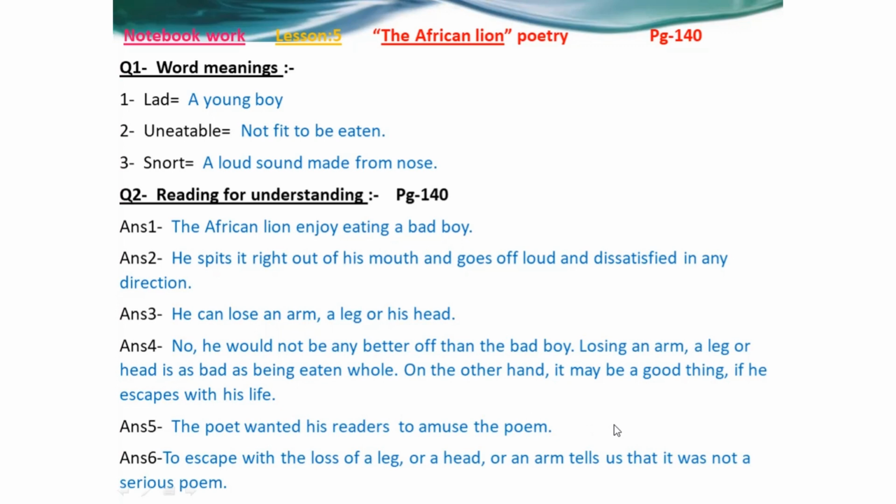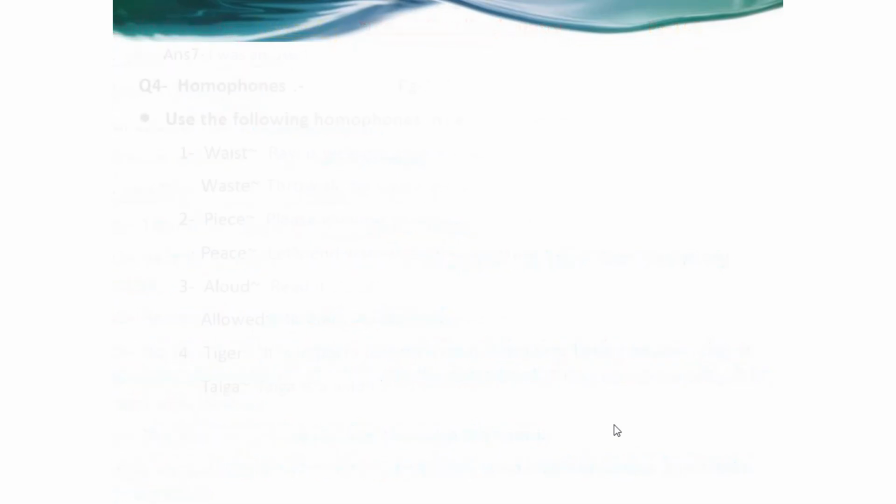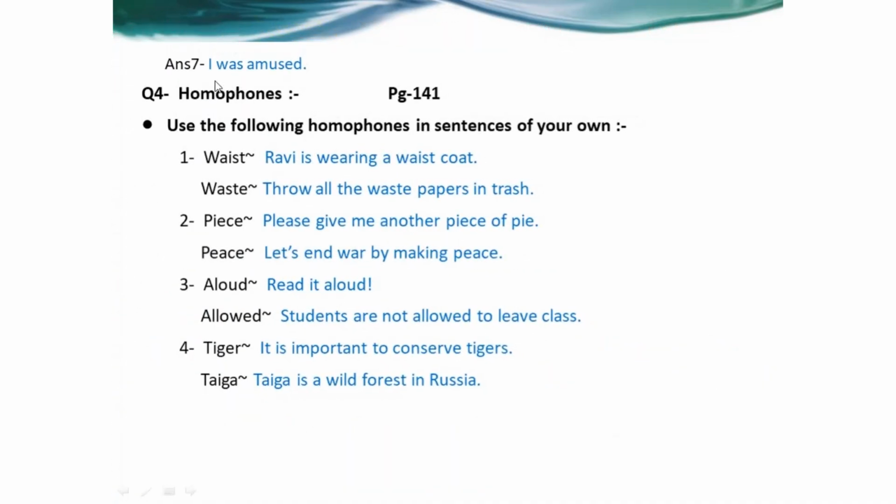Now let's come to question number 7. How did you react to the poem? Answer. I was amused. We enjoyed it, right? It's a light poem, slightly fun. Okay. Now students, next heading you're going to write in your notebooks. Question number 4, homophones.